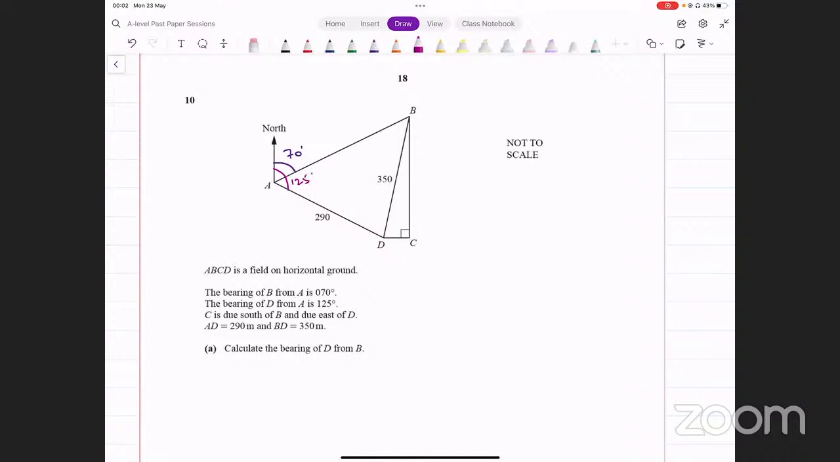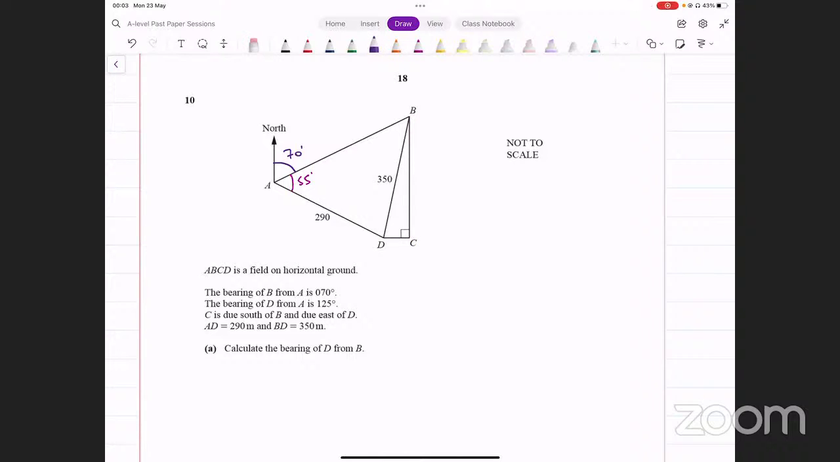Now what that means is 125 में से अगर हम 70 minus कर दें, what are we left with? We are left with 55 here. ये angle कितना होना चाहिए? This should be 55 degrees. Okay, yeah. C is due south of B. C is due south of B. So basically ये vertical line है इस तरह से. ये perpendicular बन रहा है आपके पास. And due east of D. So yeah, so we've got a 90 degrees angle there. फिगर पर नजर आ रहा है.